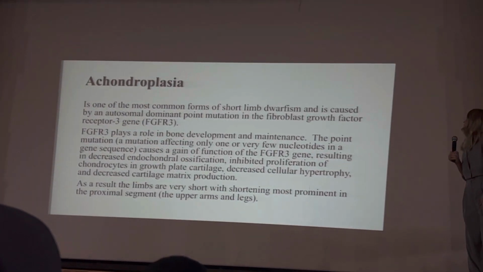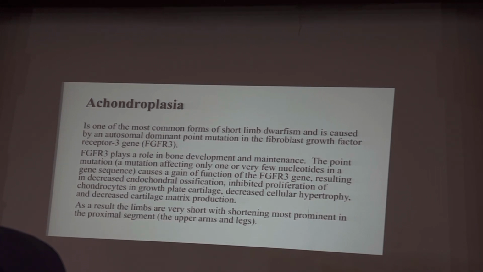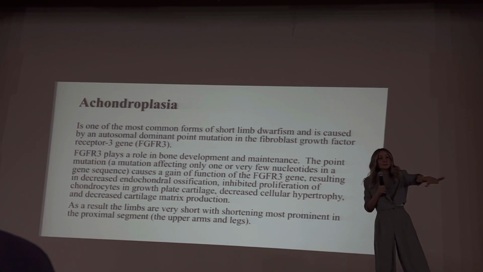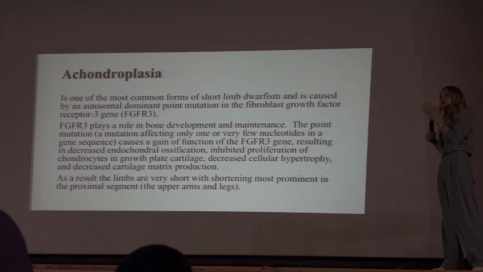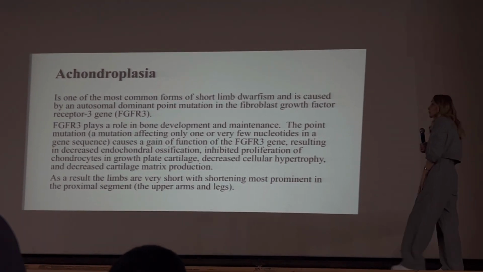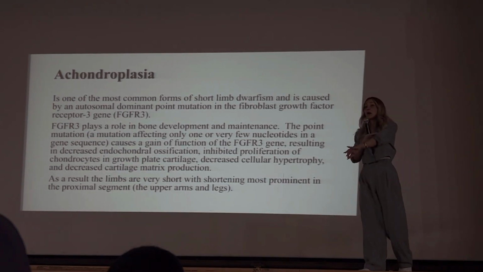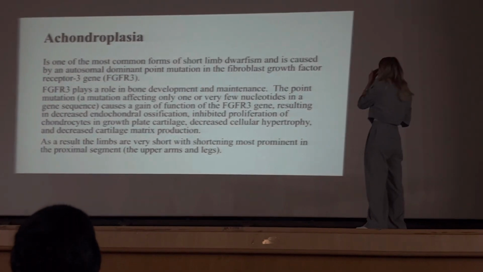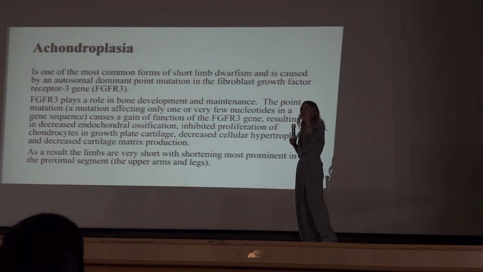Okay, we have another example of bone disease, which is achondroplasia. There are cases of achondroplasia. It's one of the most common forms of short limb dwarfism, and it is caused by an autosomal dominant point mutation in fibroblast growth factor receptor 3.